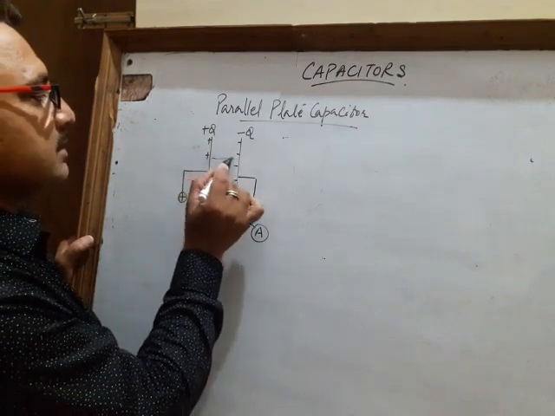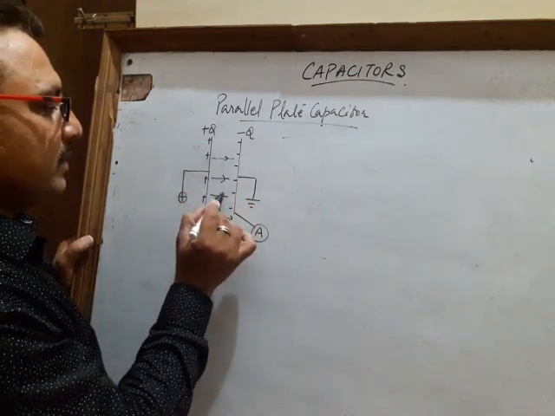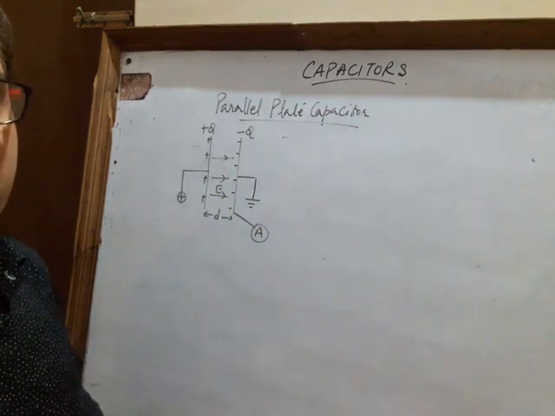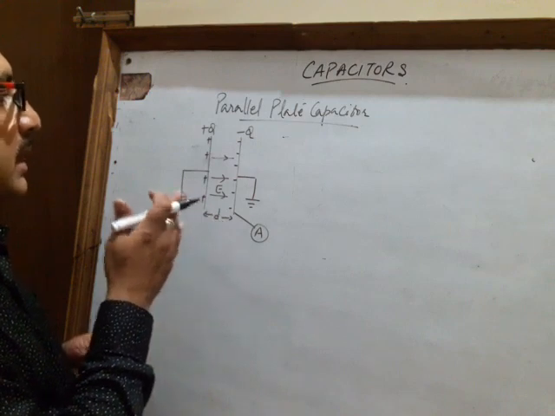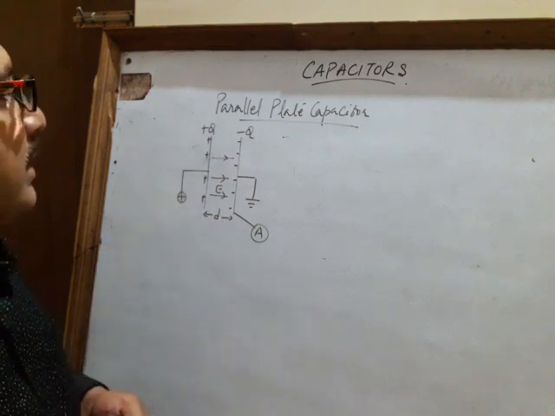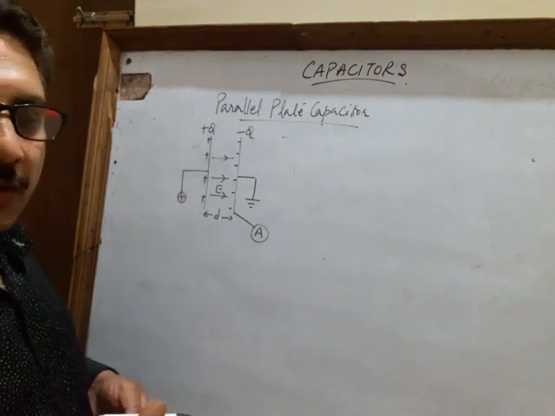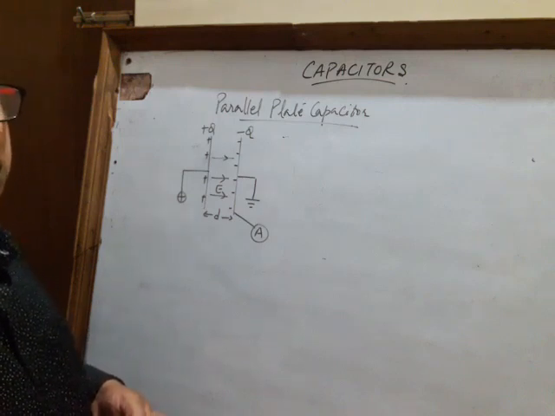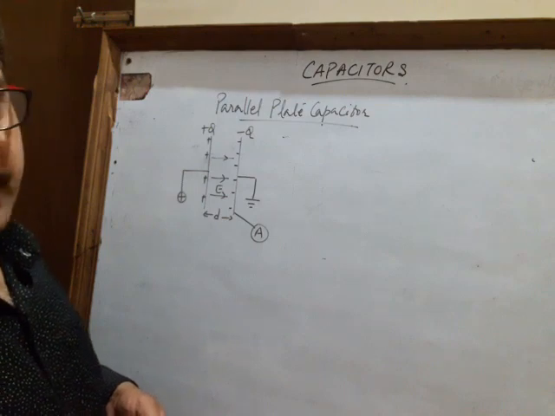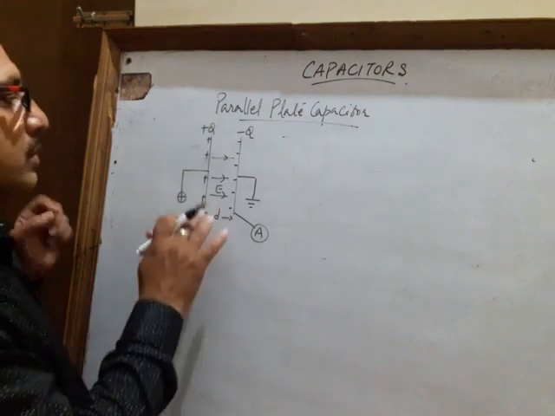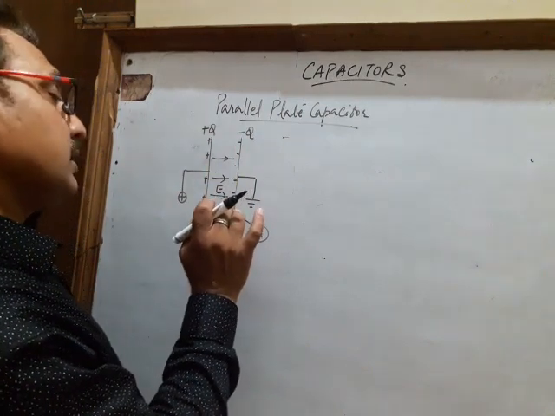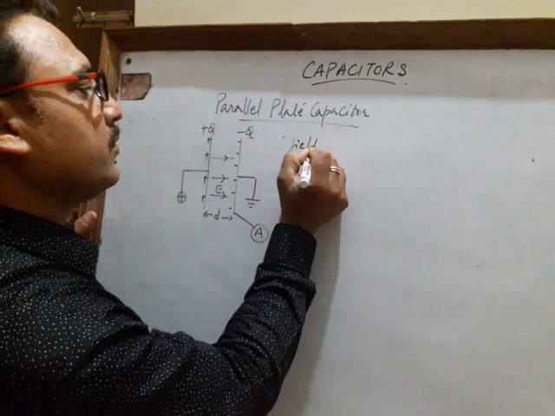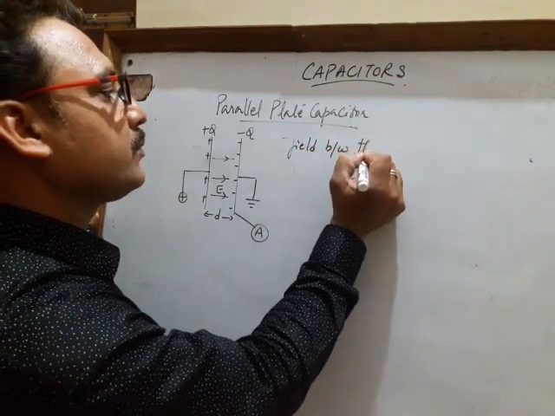This is the direction of the electric field, and the potential difference between the plates is V. So how do we find the capacitance of this parallel plate capacitor? Whenever you need to find the capacitance of a capacitor, first you need to find the potential. So for potential, first of all, let us take one hint. What is the field between the plates?